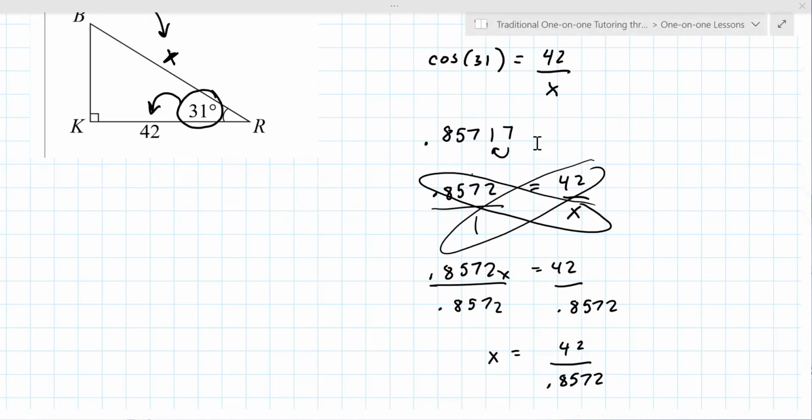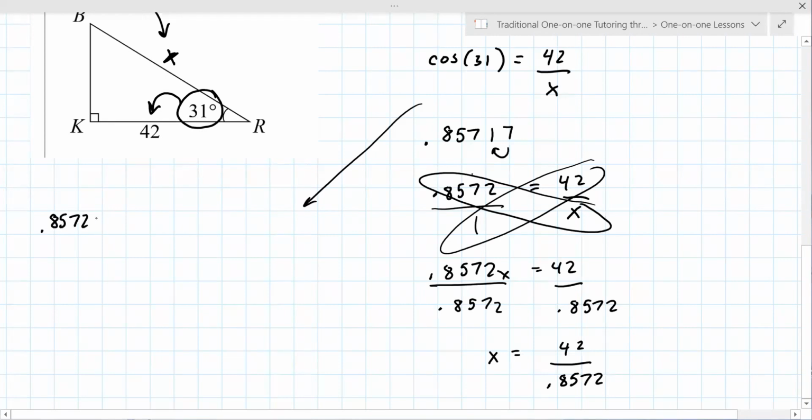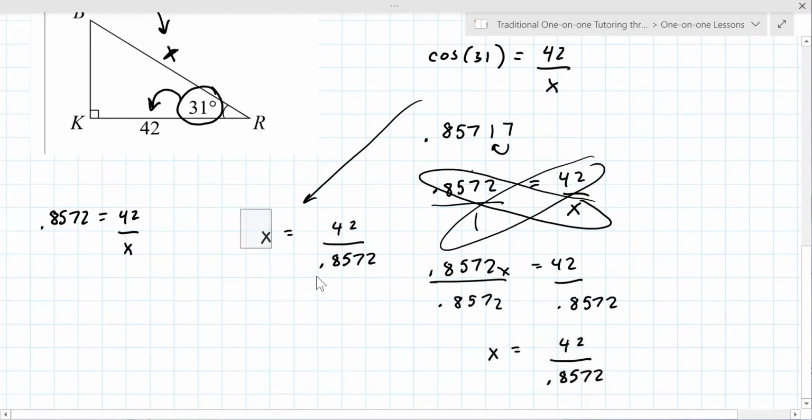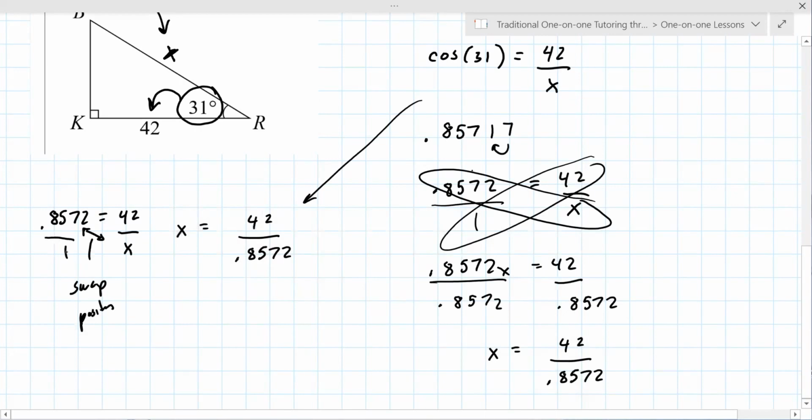Now this is really important. I want to show you something. Remember how we had this line that said cosine 31 equals 42 over x, and then we said it's really 0.8572 equals 42 over x? Do you see that you can actually swap positions? It shortens things, so you don't have to write all these steps. You can just swap the positions of them. That may come up in the next problem. We'll see.